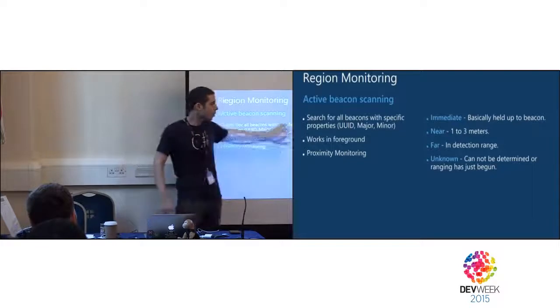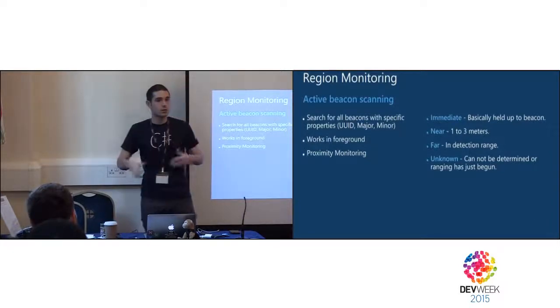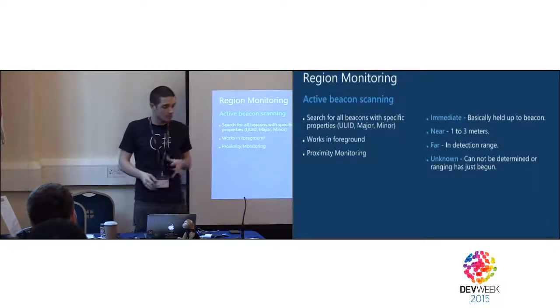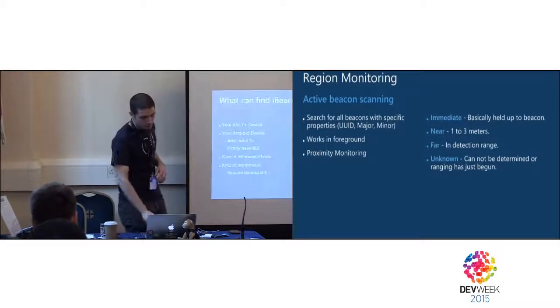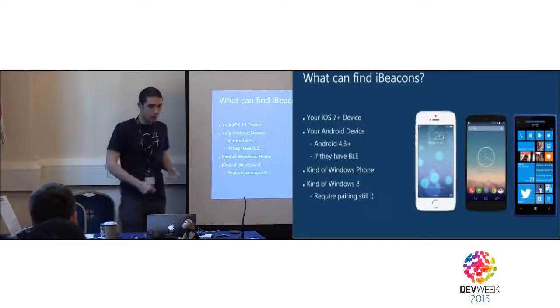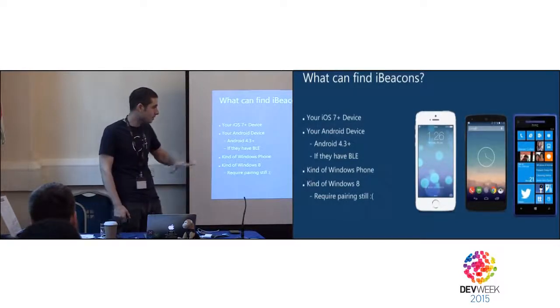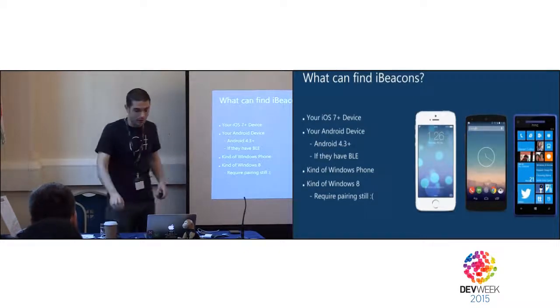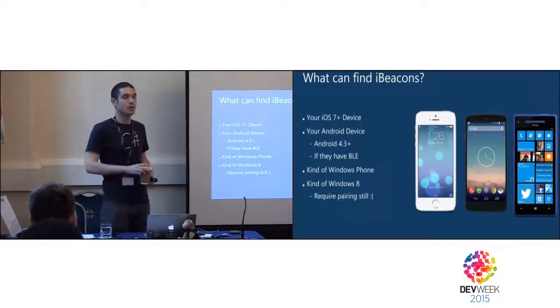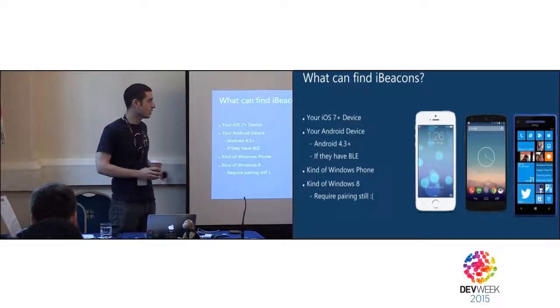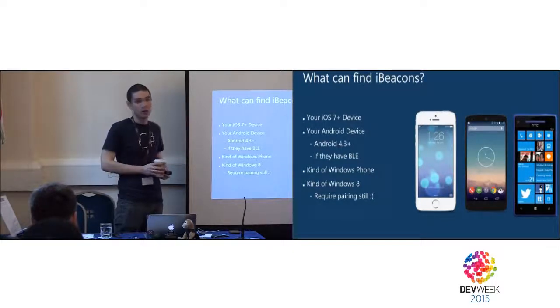So that's why they always recommend just using this rough approximation of how close you are, which is pretty cool. Before we go into demos, there's some things that can find beacons and can't find beacons. We're going to take a look at everything that can find a beacon. Any iOS device, 7 or plus, can find beacons because Bluetooth Low Energy has been built into those devices for a long, long time now.